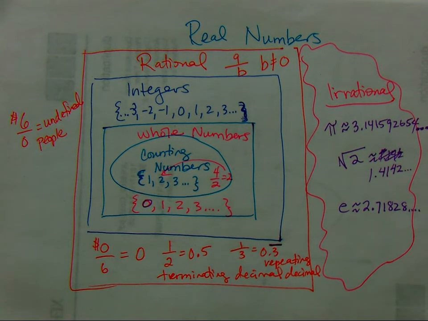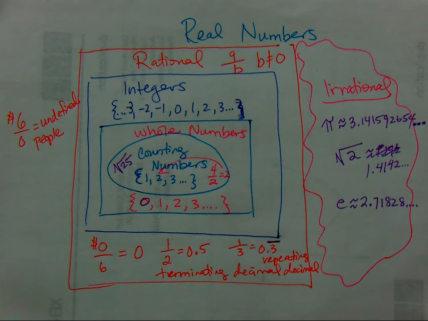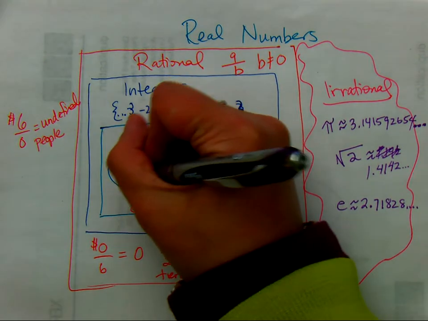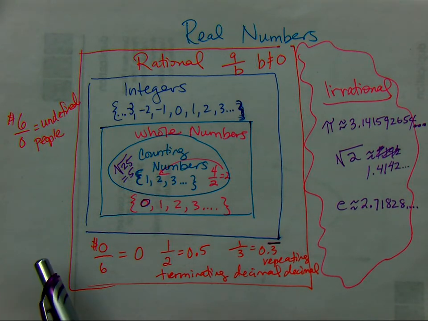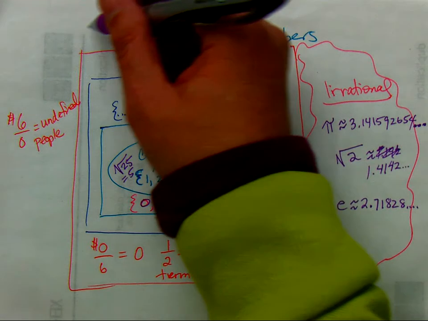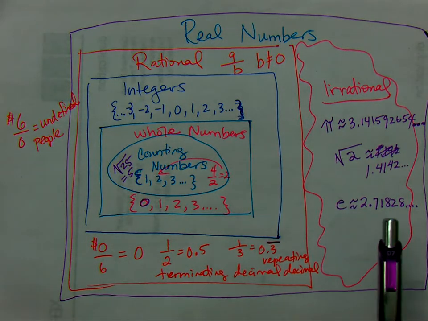If I had the square root of a perfect square, what's the square root of 25? In other words, what number times itself is 25? 5. So the square root of 25 is actually a counting number because the square root of 25 is equal to 5. So when you take the square root of any perfect square, you get a counting number. And then all together, the rationals and irrationals are in one set called the real numbers.